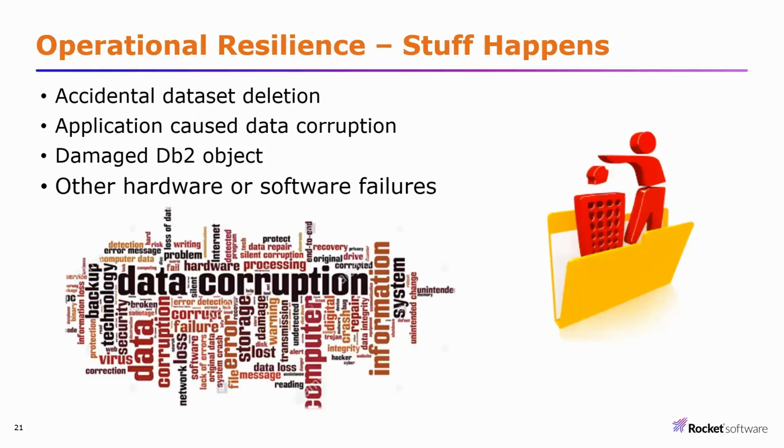What about operational resilience, right? Stuff happens. Data sets can be accidentally deleted. An application could cause corruption. An application could cause a DB2 object to be damaged. And then, of course, there are miscellaneous hardware or software failures that can occur. All of this can, in theory, cause data corruption and cause problems, and it may not be immediately visible. But these are all areas that can happen. I mean, stuff happens, right? We work in technology, and technology is not always perfect.